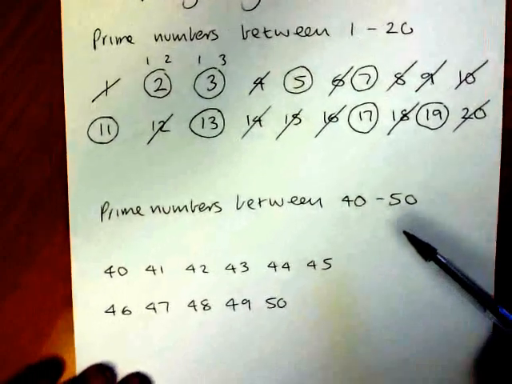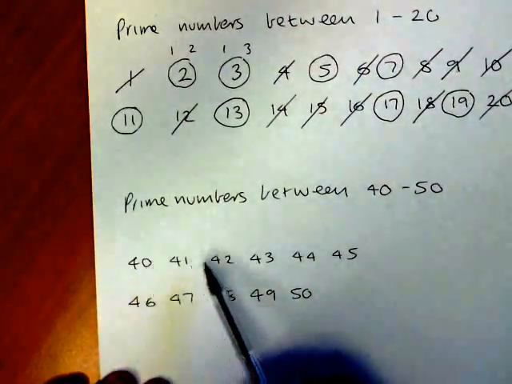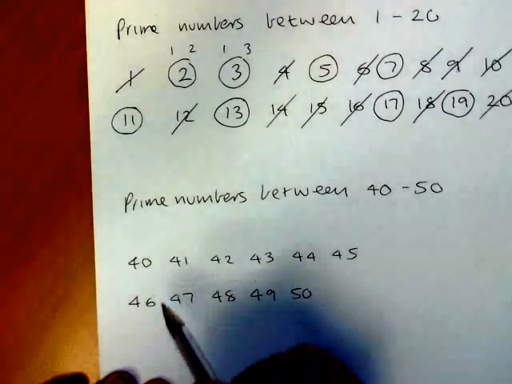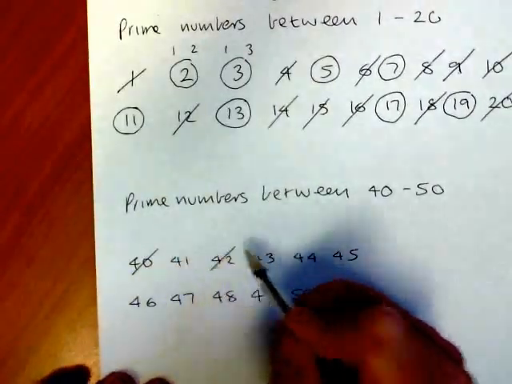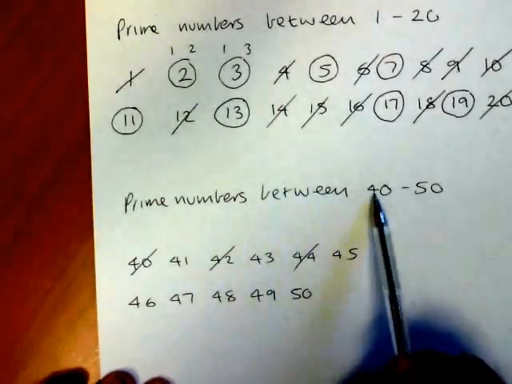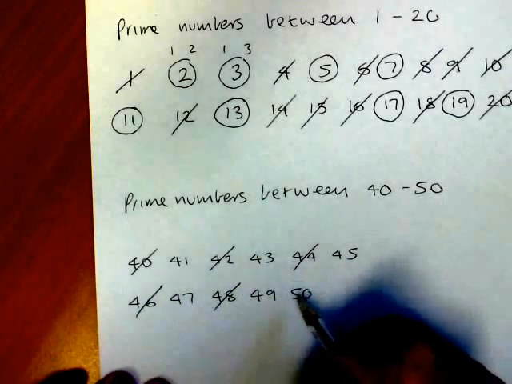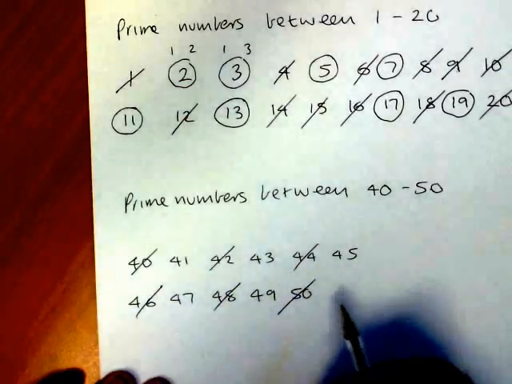So let's go on to something slightly harder, and we'll rule out numbers that are even to start with, so 40, 42, 44. I should have said, we're looking for prime numbers between 40 and 50. So 46 won't be prime, neither will 48, and neither will 50. So we're left with 41.